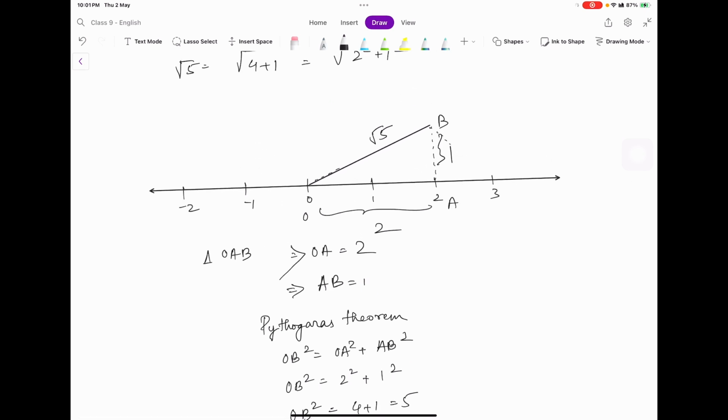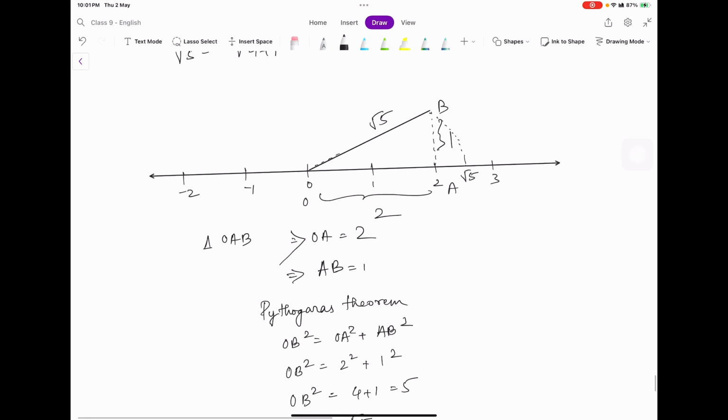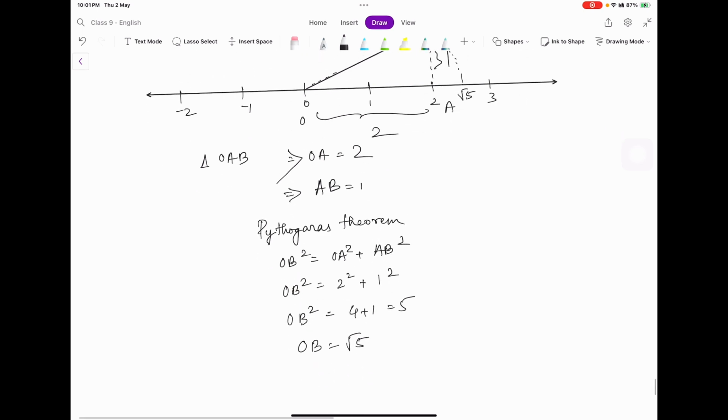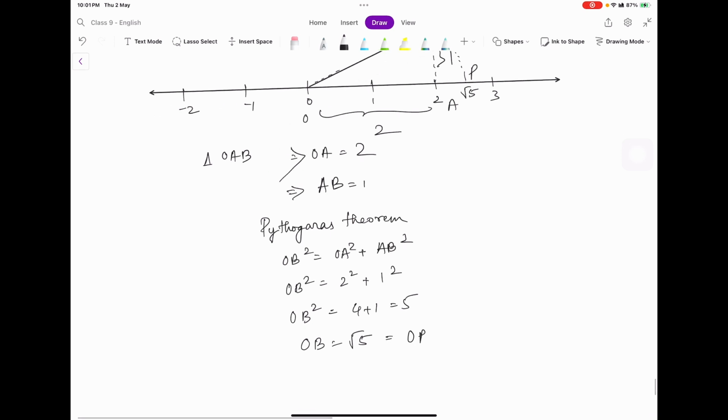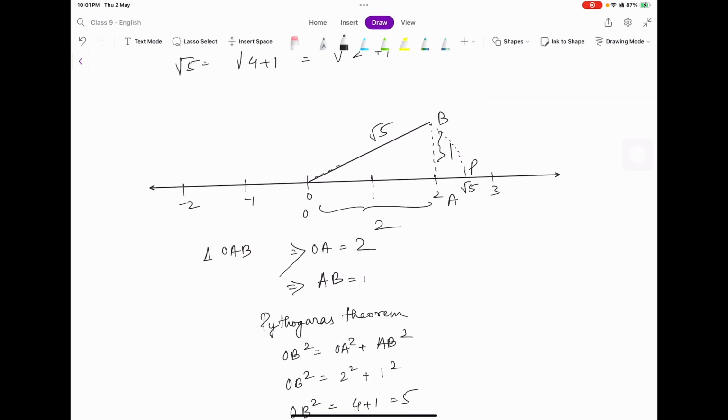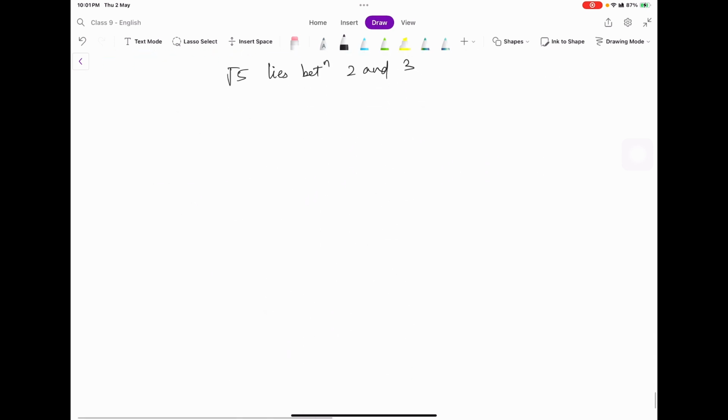Then again you draw a circle. This is root 5, this is point P, so OP is root 5. Root 5 lies between 2 and 3. You can see here, definitely it lies between 2 and 3 on the number line. So this is the second part. We will straight away go to the third part now.